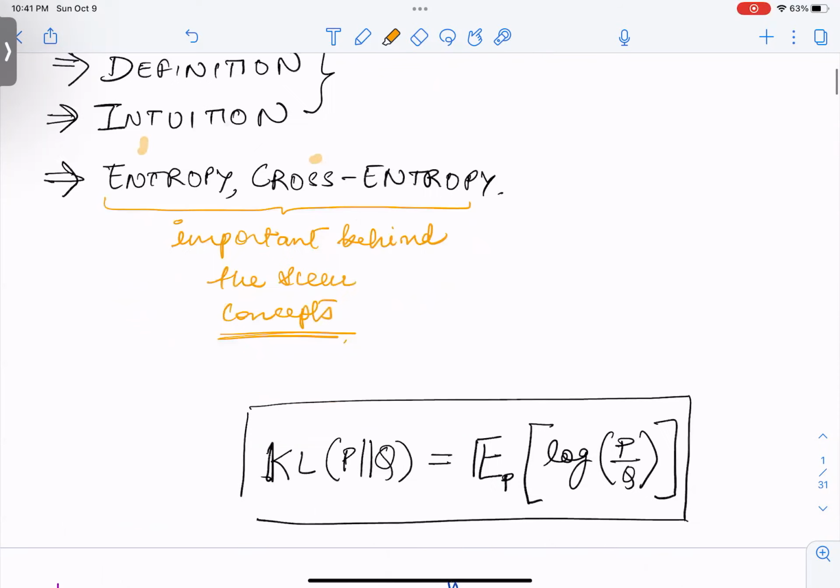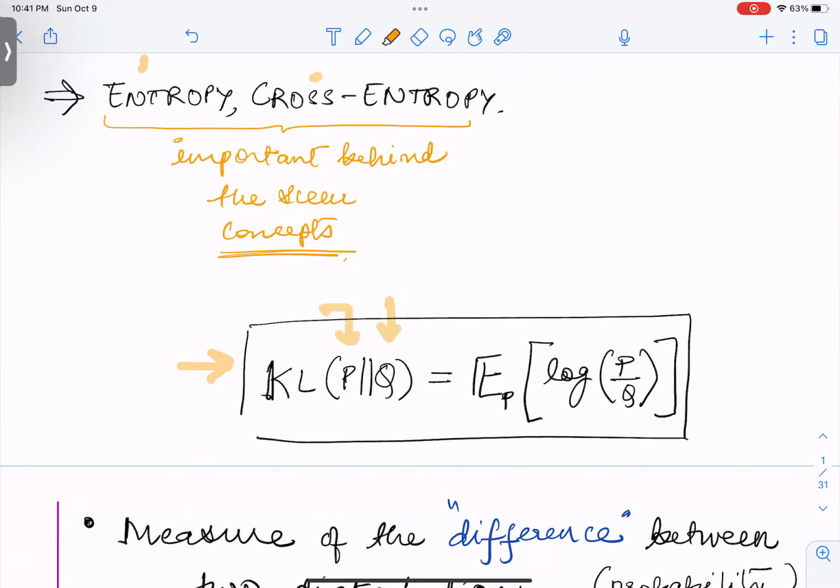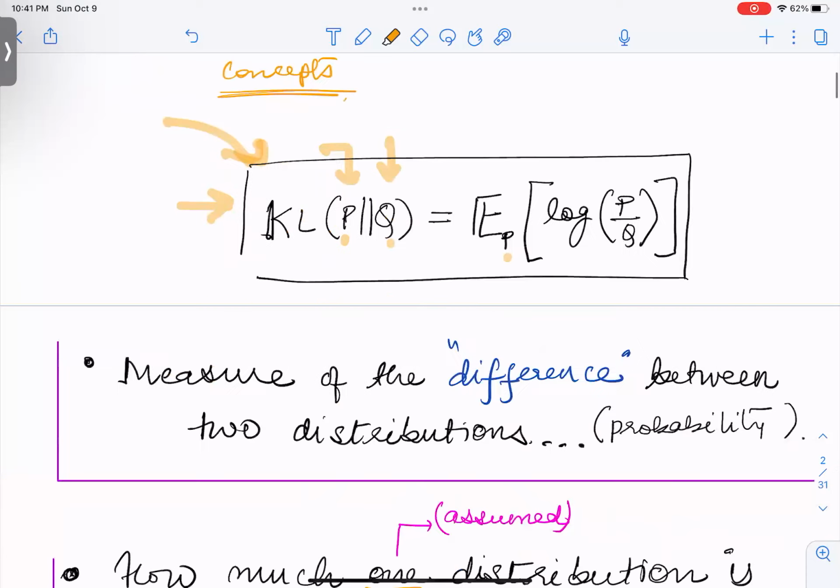So KL divergence between two different distributions P and Q is given by this formula: the expectation under the distribution P of log of P by Q. Now let's understand what we mean by this. Let's get into some definition.